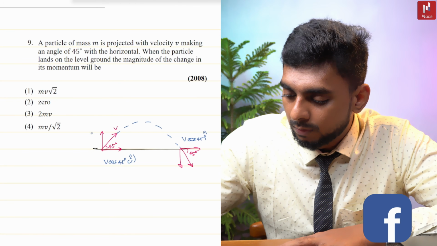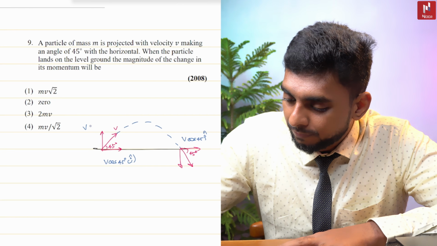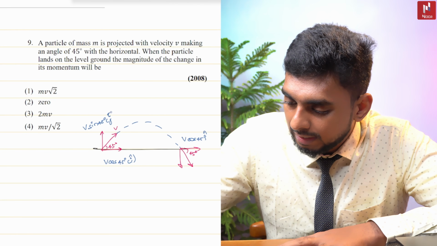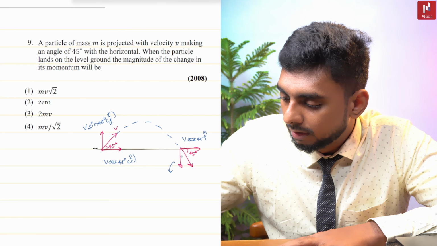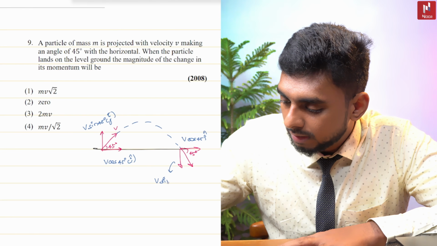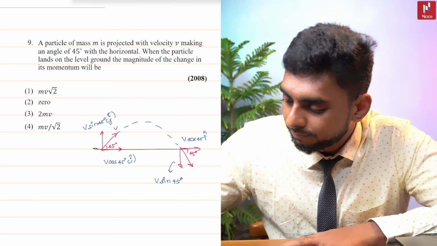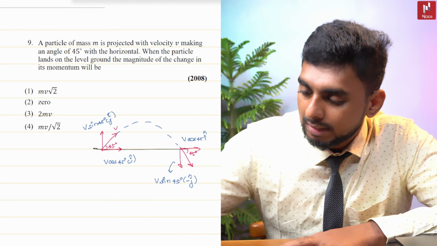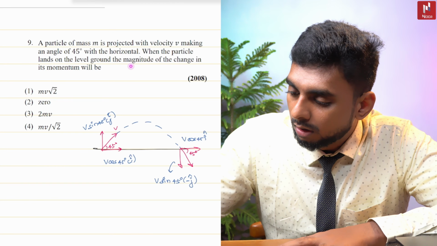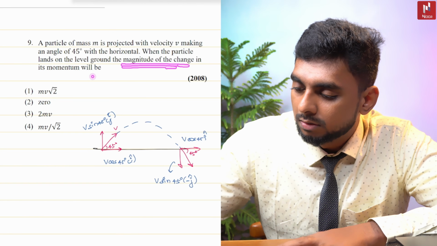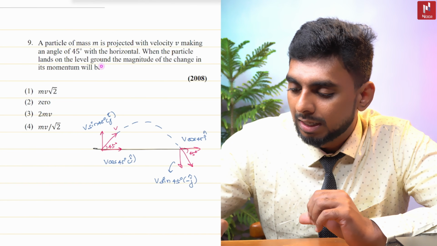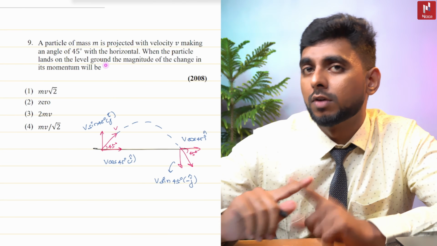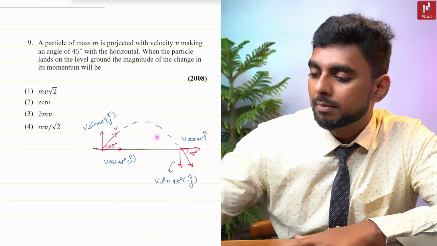So here the y component will be v sine 45 degree, that will be plus j cap. Here in the situation it will be v sine 45 degree minus j cap. Okay, so what they're asking us to find is the magnitude of change in momentum when the particle lands on the level ground. With respect to the initial momentum, how far it has changed: final momentum minus the initial momentum.